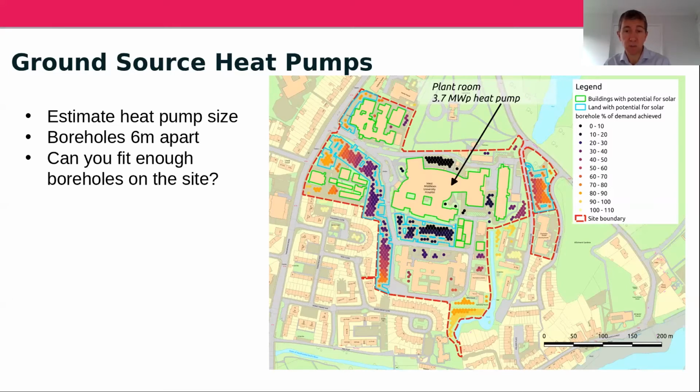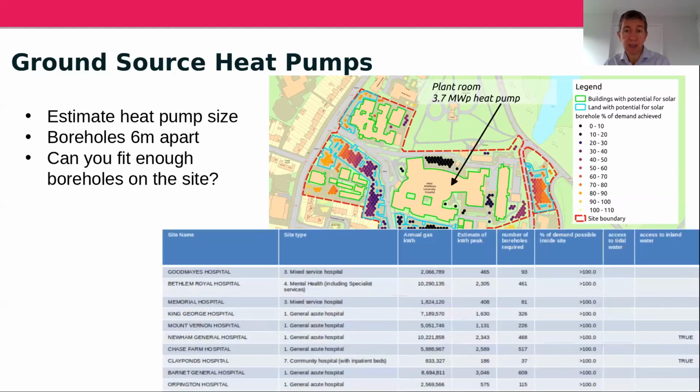So not surprisingly, a lot of inner urban hospitals could not achieve the demand due to having very large heat demands balanced against very little available land. Others, like West Middlesex, shown here on the map, were just able to achieve the simulated demand. And if we look at the tabular data, we can see that a handful showed the potential to actually exceed this.